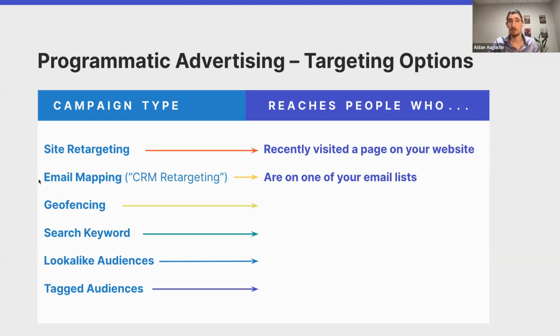And the next most common and popular way of doing this, because it's also a warm audience, the next best place to start, would be what we call email mapping here at Feathr. Some people call this CRM retargeting. Facebook calls this custom audiences and a customer list match subtype within that.